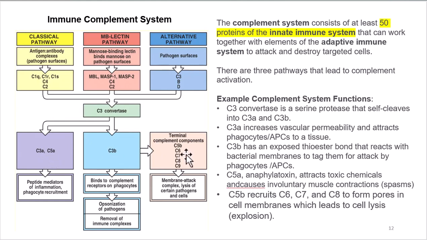C5B interacts with some other proteins in this complement cascade, and together they can form pores, which then lead to disruption of bacterial cell membranes. This is kind of a foreshadowing of what we try to do with antibacterial antibiotics, which weaken the cell membrane. Basically, the complement system has a mechanism to do that using these particular drugs.